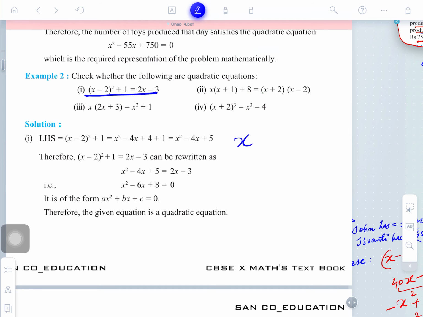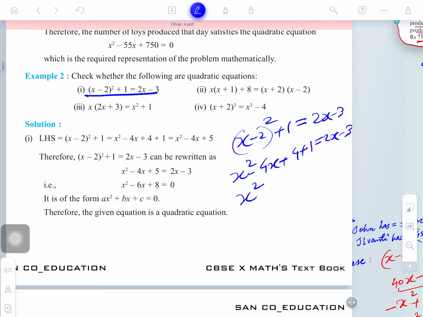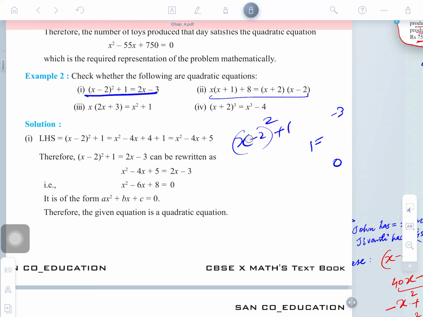First you simplify. So (x minus 2) whole square plus 1, and here is 2x minus 3. So first to solve: x square minus 4x plus 4 plus 1 equals x square plus 2x minus 3. Here x square, here 4x and here 2x, transferring that gives minus 6x, their sum is 5, and plus 8 will come here. Is this quadratic? Yes, it is quadratic. Can you solve this also? Of course we can solve.